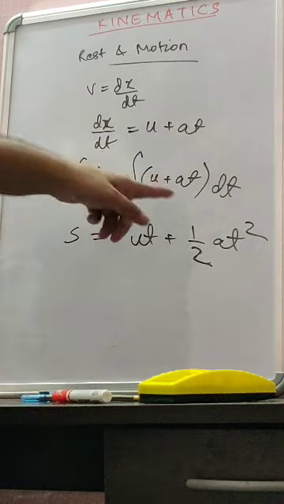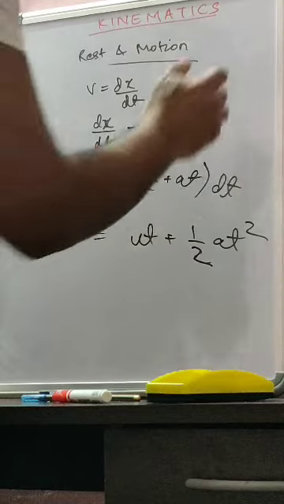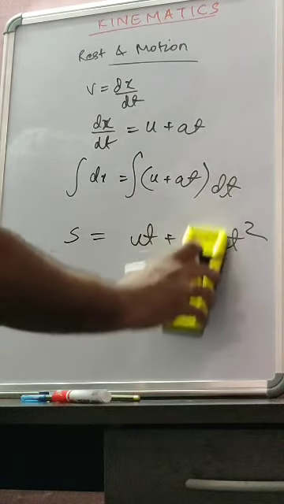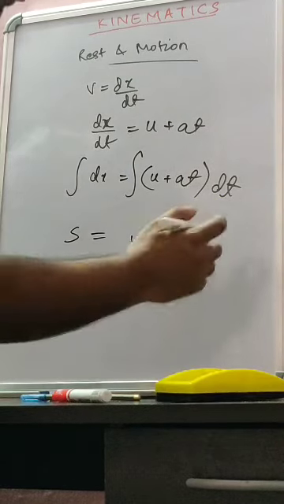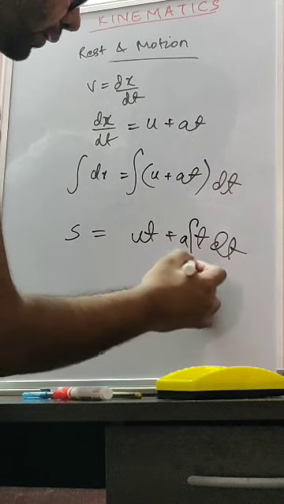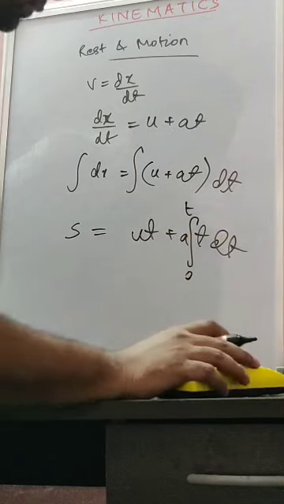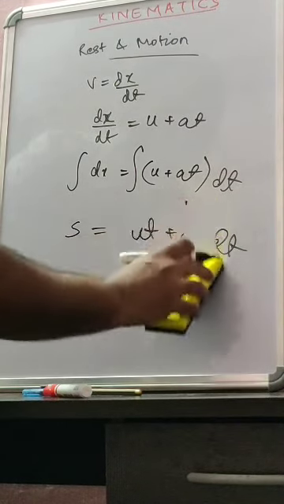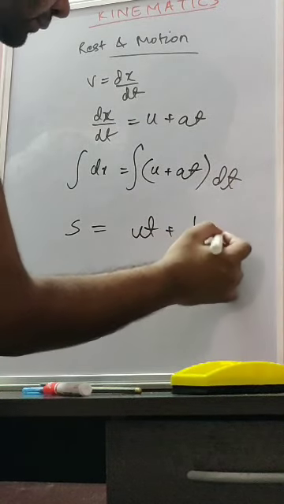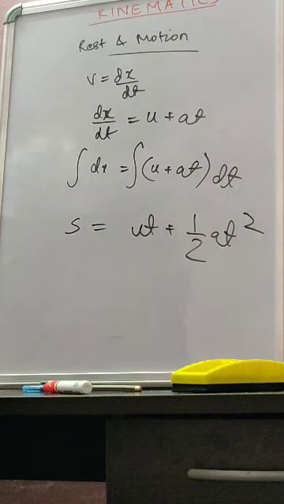This comes from the integration of t dt. If we integrate t dt from 0 to t, this will become t square by 2. So it will become half at square. This is another formula of kinematics.